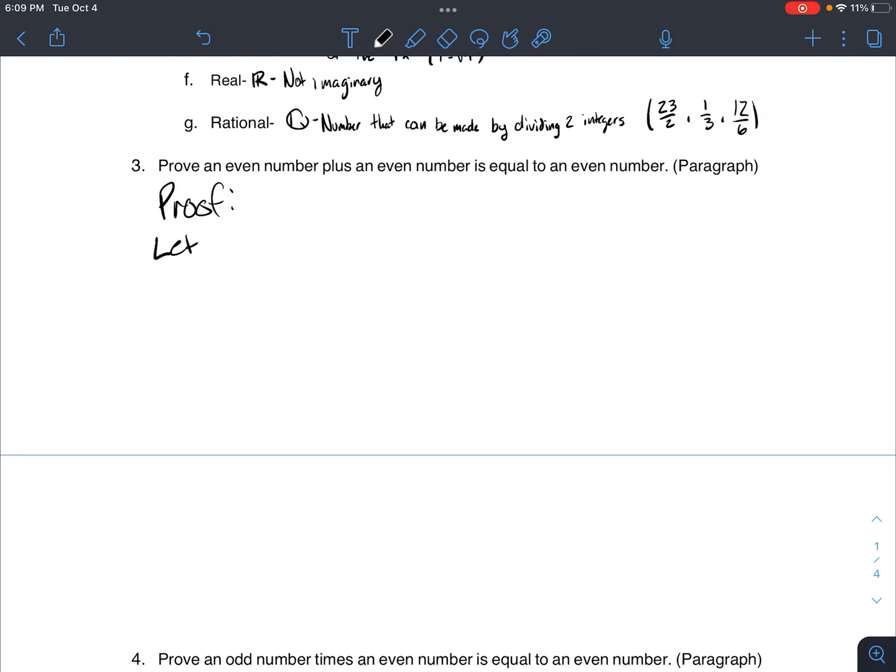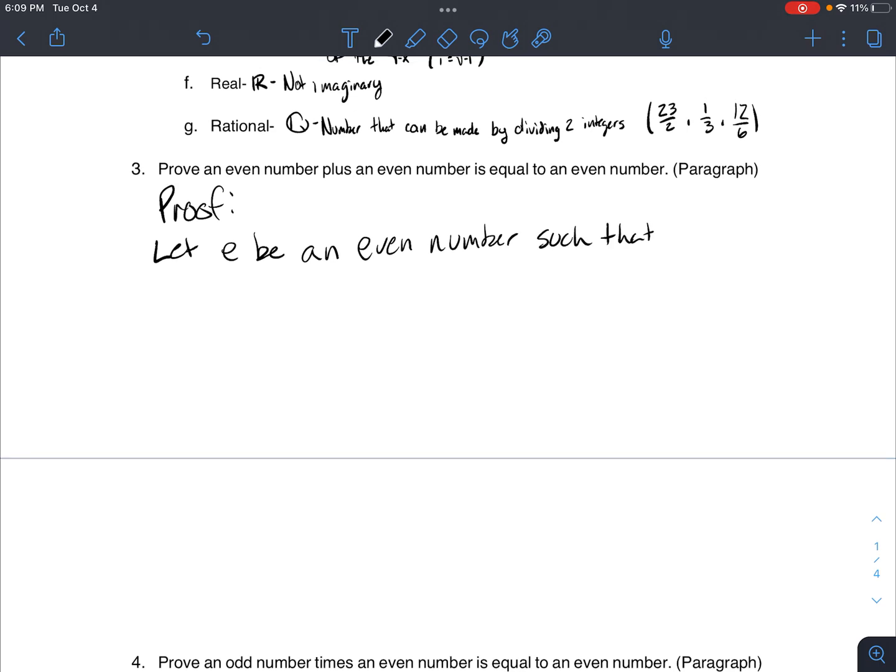So let's say let E be an even number such that E is equal to 2k, where k is an integer. This is going to be our intro. So this is the intro. The body will follow.